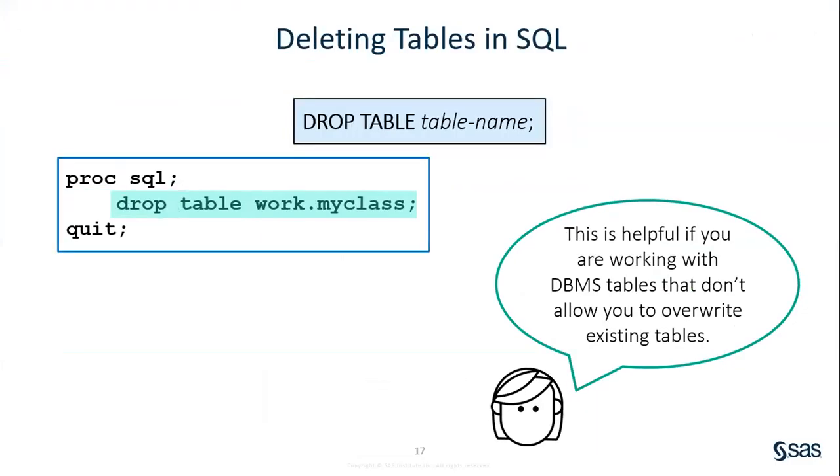Okay. So in SQL, you can also perform data management. In case you want to delete any table, simply write proc SQL, drop table, and give the table name. So if a particular library has to be cleaned of space and you want to delete a table, you can always write a drop statement within proc SQL to delete the table. This is helpful if you are working with DBMS tables that won't allow you to overwrite existing tables. Okay, so this is one syntax which you get introduced as a statement to drop a table.